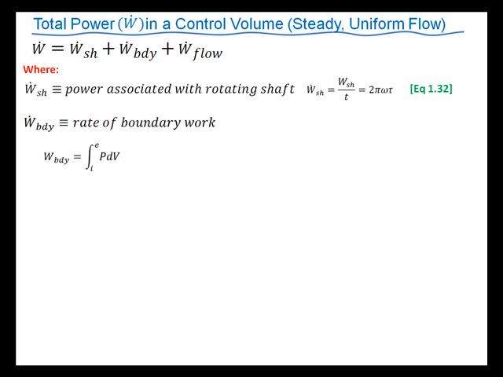So if I want to find the time rate of change of that, I'm going to take the time rate of change, the derivative of the resultant integral. Well, again, we assume steady flow, so we're saying that in the control volume, nothing changes with respect to time, so that becomes 0. So in a control volume with steady uniform flow, my rate of boundary work is 0 because the boundary work is 0.